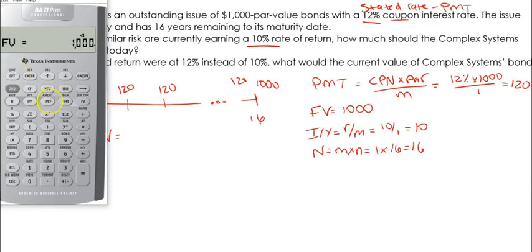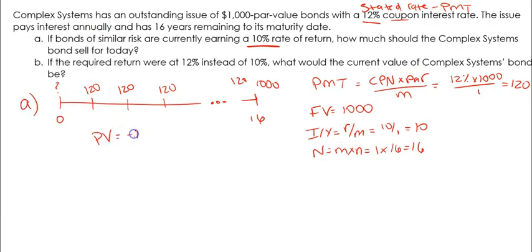And then we compute the present value. The present value that you get will be a negative number, and that makes sense because that's how much you're willing to pay for this bond. So $1,156.74. The answer is that it should be trading for $1,156.74.